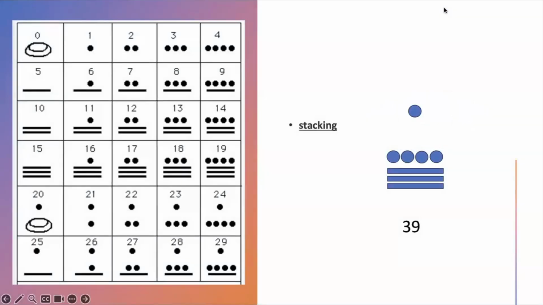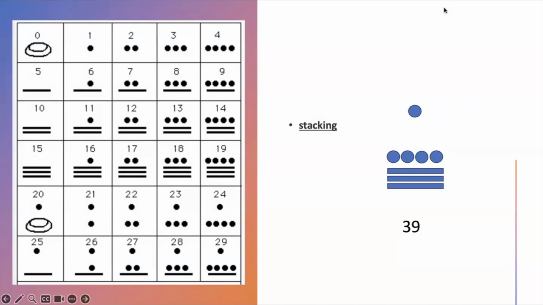The way that it works is that from 0 to 19, you use a very similar process. Each digit simply adds up using the three symbols. 1 dot equals 1, of course, and you just add dots all the way up to 4. And then you use a bar, which equals 5. When you add a dot to a bar, you get 6. 2 dots and a bar equals 7, and so on up to the number 9. You just add the symbols together.